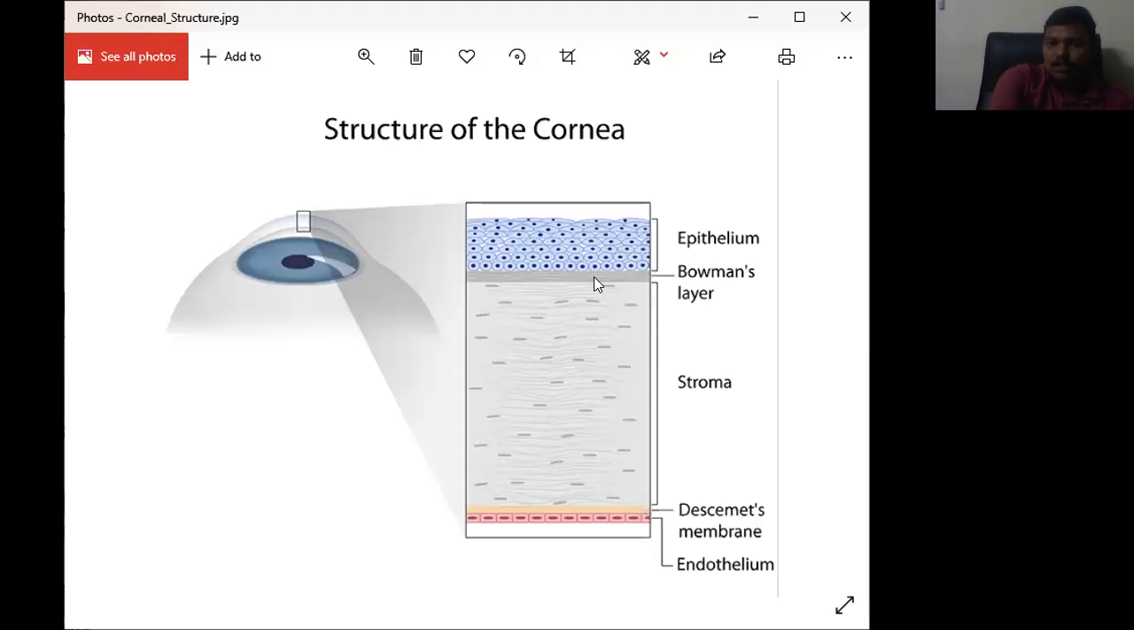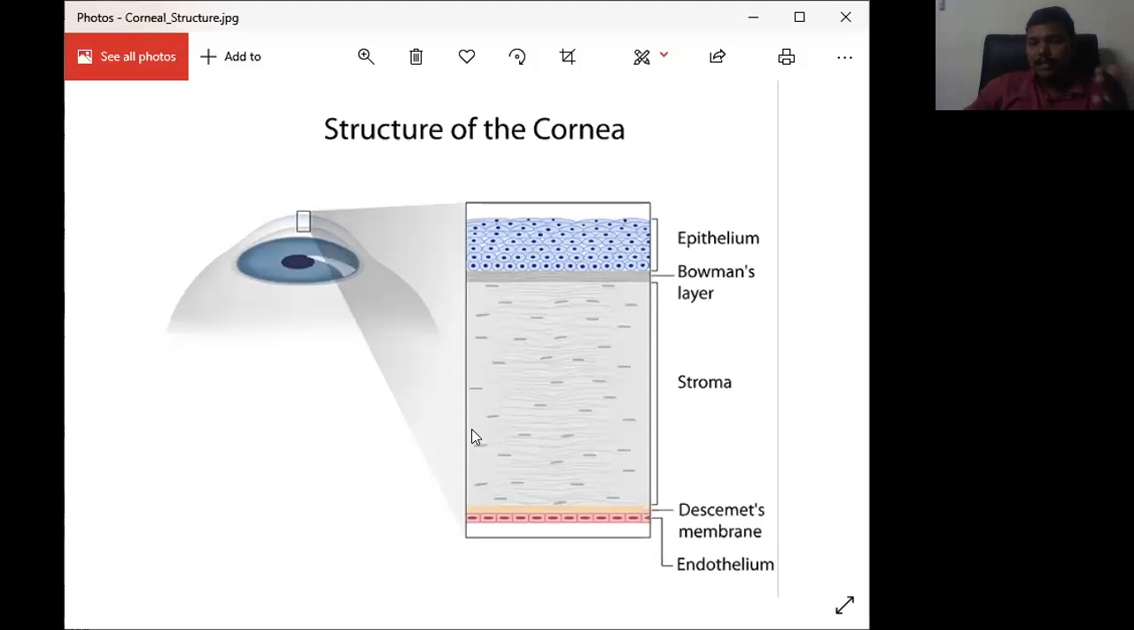The Bowman's layer is also a thick layer which is very strong, a little stronger than the epithelial layer, and then comes the stromal layer. The stromal layer consists of lamella which are arranged parallel to one another, and they are more transparent. They don't have any vasculature in them. The stroma consists of around 90 to 96% of the cornea. So this is the most important part of the cornea, and this is the most enlarged part of the cornea also, right? This entire stroma is made up of lamella which are transparent and closely attached to one another. After this lamella is the Descemet's membrane, right?